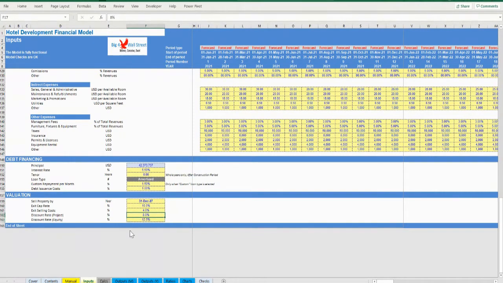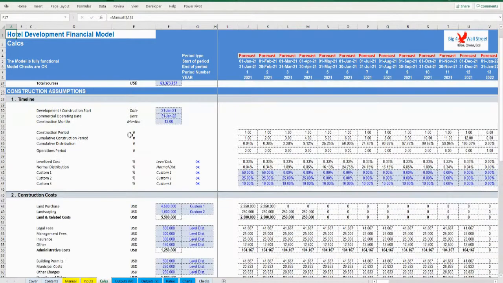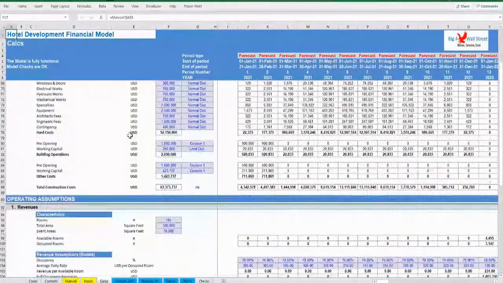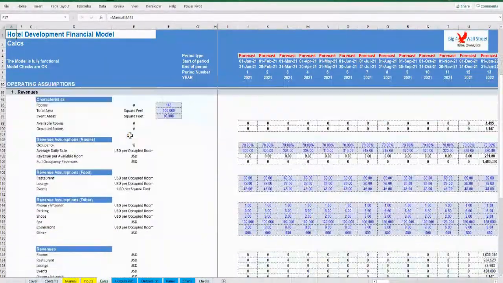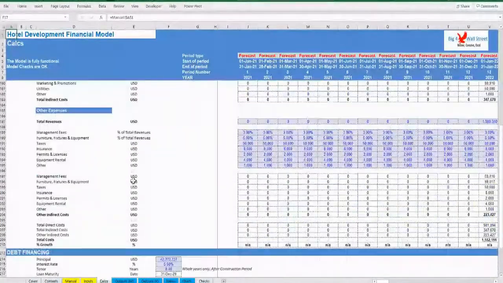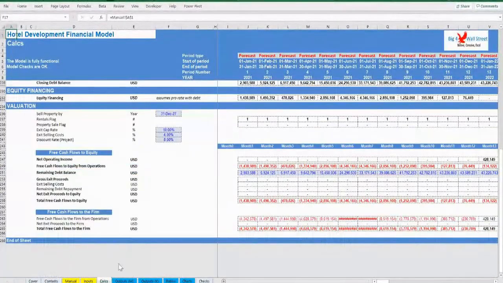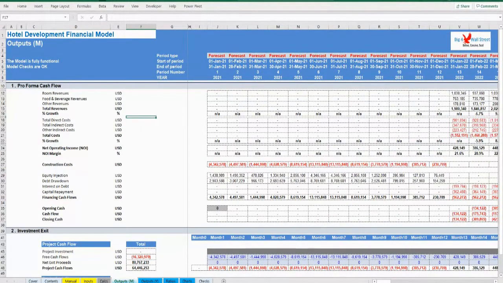On the Calculation tab, all calculations are performed. The calculations follow the same logical flow as in the Inputs tab. As already mentioned, no inputs from the user are needed here, as all the inputs are fed in the yellow cells on the Inputs tab mainly. So, in this tab, construction costs, revenues, expenses, financing flows and free cash flows are calculated.